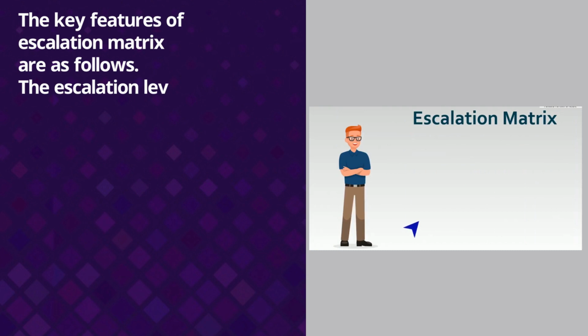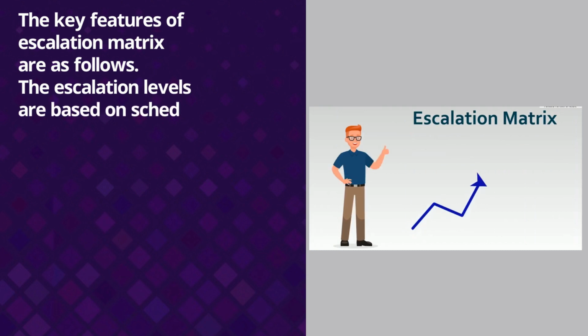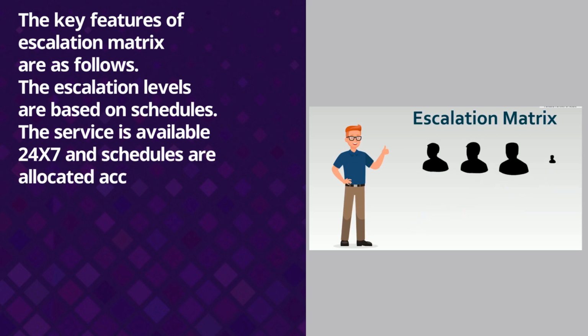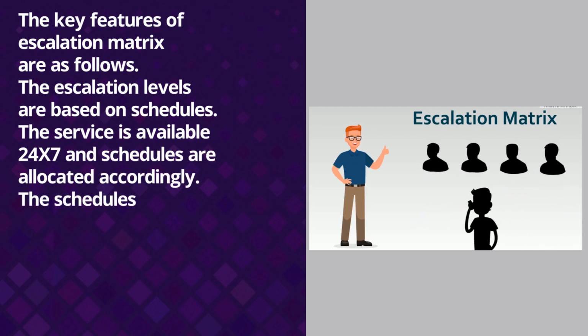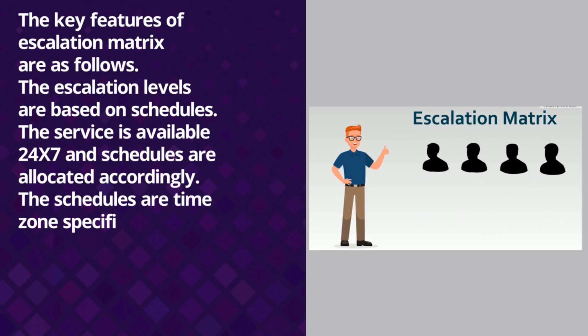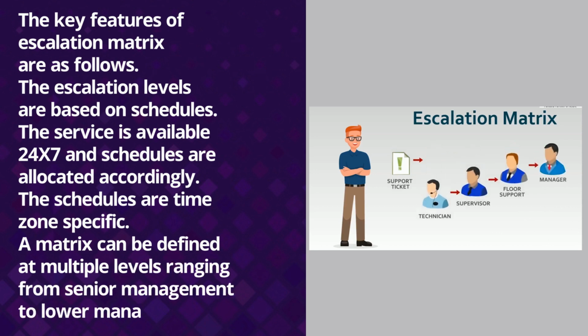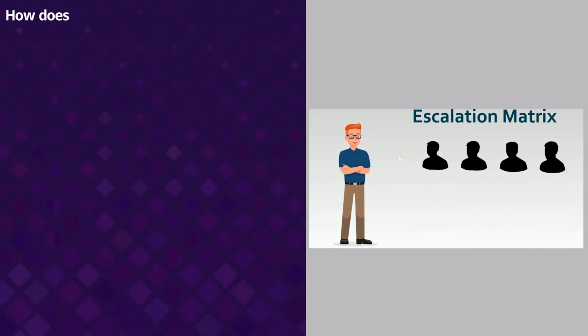Escalation levels are based on schedules. The service is available 24/7 and schedules are allocated accordingly. The schedules are time zone specific. A matrix can be defined at multiple levels ranging from senior management to lower management. How does escalation matrix work?